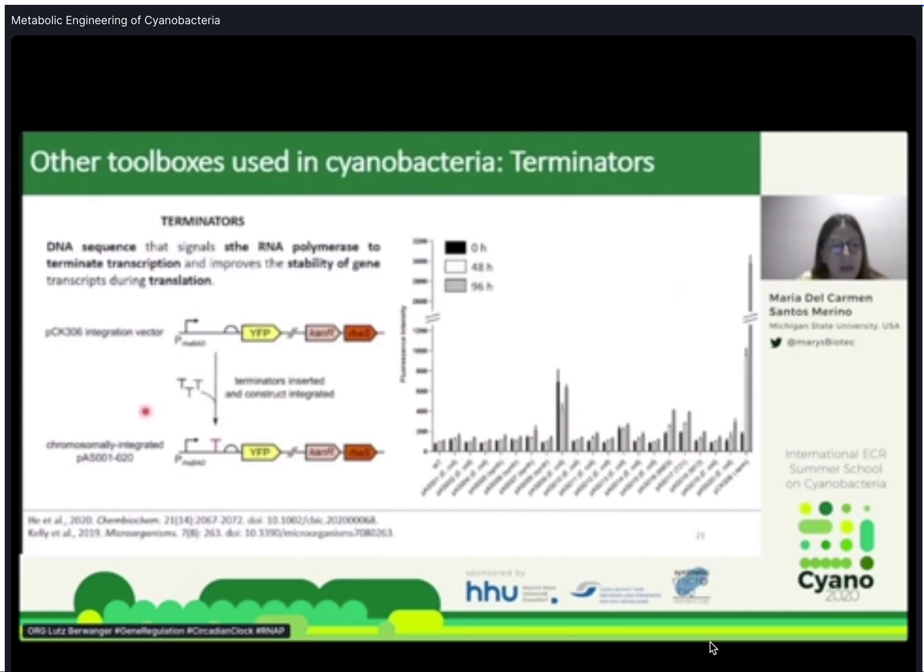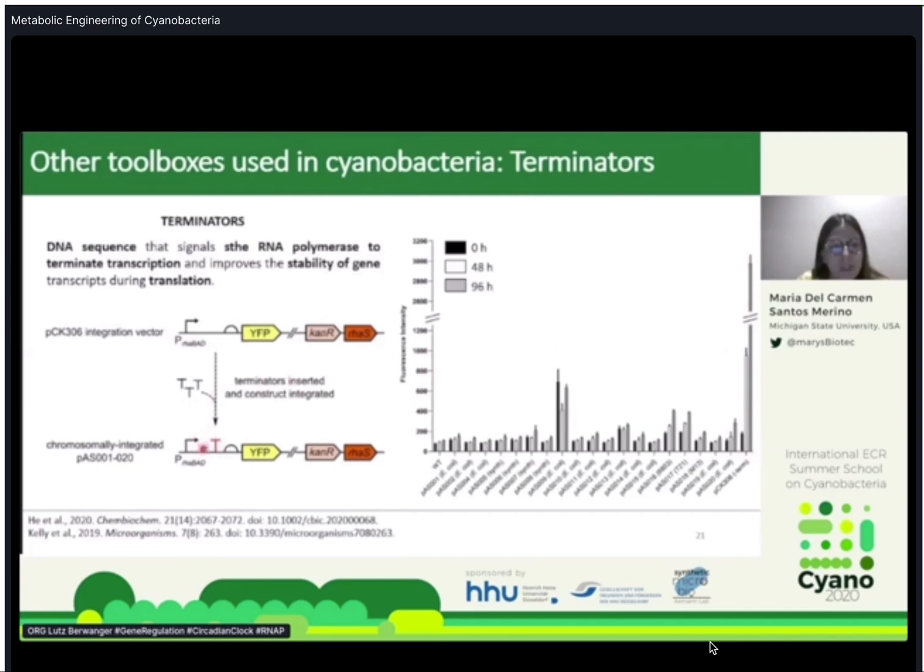They have been using a system where they use the rhamnose promoter and a yellow fluorescent protein, and they have introduced the different terminators between the promoter and the fluorescent protein. They are going to have a control without a terminator that is going to produce the highest levels of fluorescence, as you can see here.